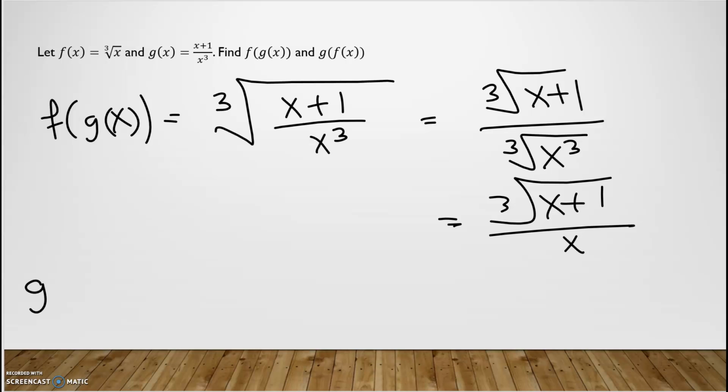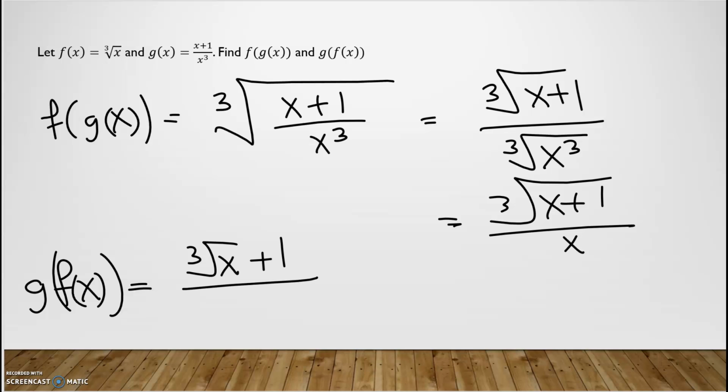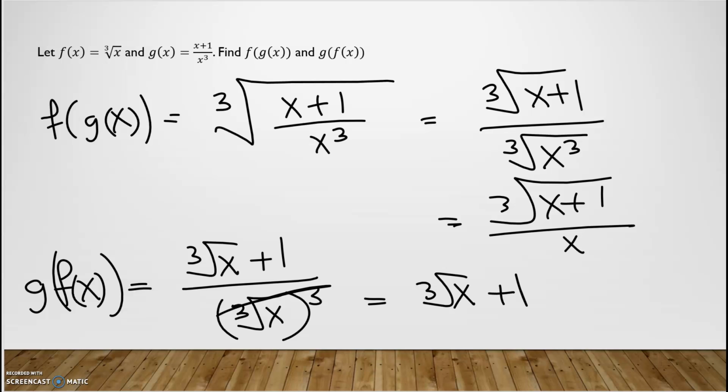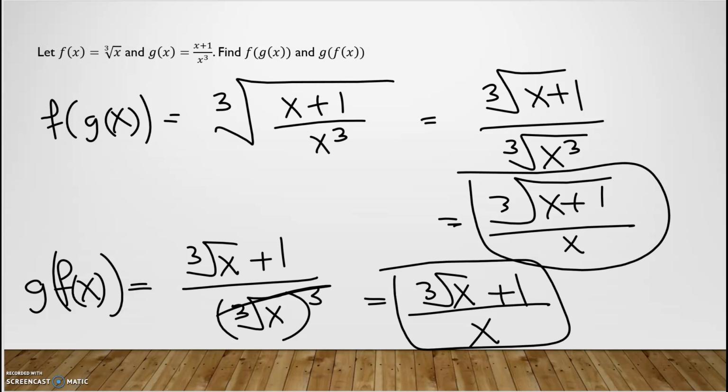Okay, and then we're going to switch it around. G of f of x. So now I'm going to have the cube root of x plus 1 over the cube root of x, and that whole thing cubed. Now these do cancel each other out, and what I have is the cube root of x plus 1 all over x. So there's your 2 answers.